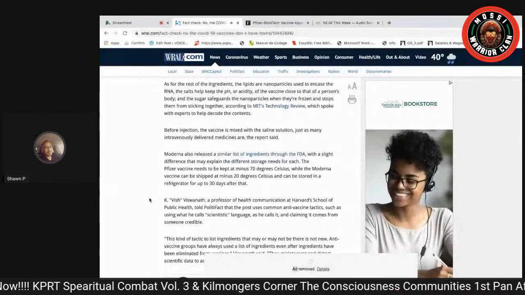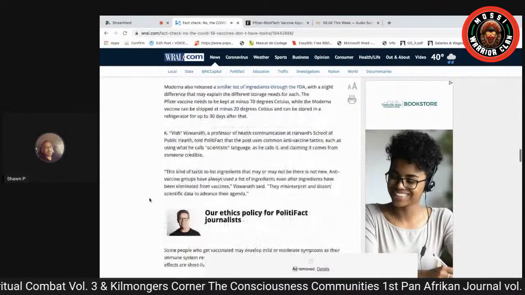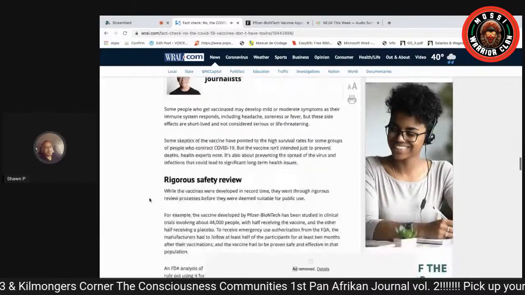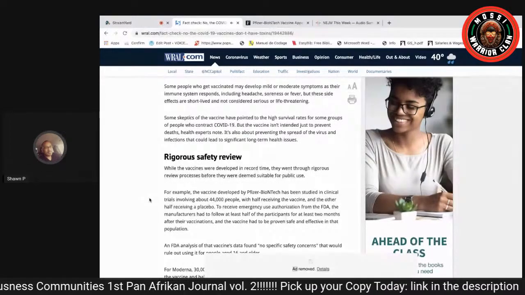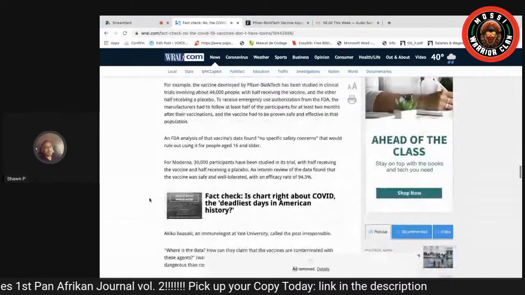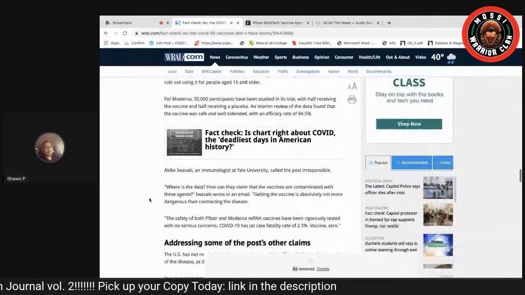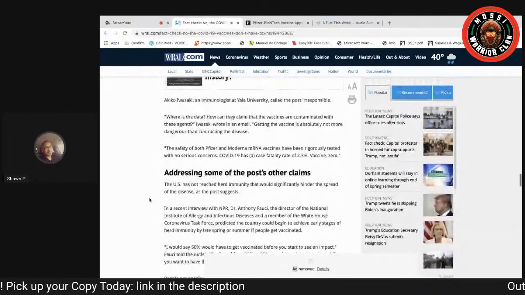Some people who get vaccinated may develop mild or moderate symptoms as their immune system responds, including headache, soreness, or fever, but these side effects are short-lived and not considered serious or life-threatening. Some skeptics of the vaccine have pointed to the high survival rates for some groups of people who contract COVID-19.